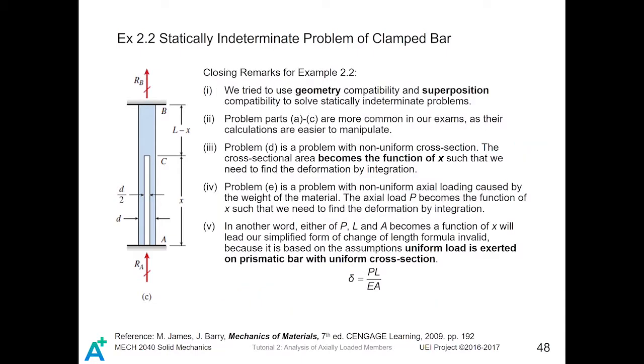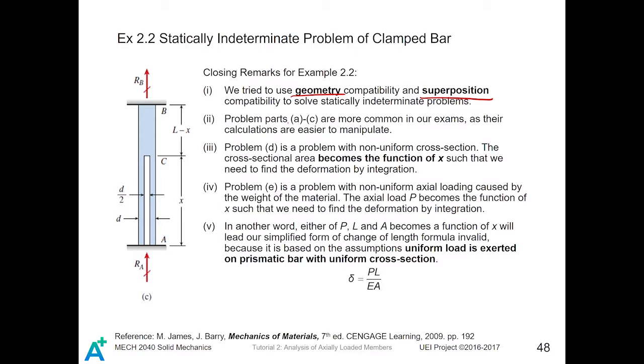Let's do some closing remark of example 2.2. You should have learned a lot from this example, as there is plenty of calculations involved. In this example, we tried to use two kinds of compatibility to solve the problem. One is the geometry, one is the superposition. Both methods are available to use in your exams or in your daily applications. Depends on which one is easier for you.